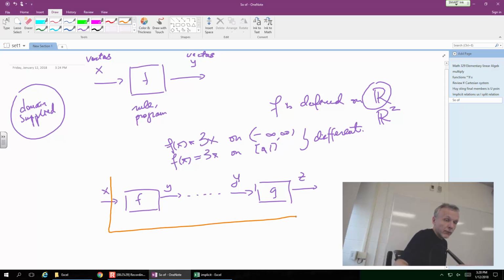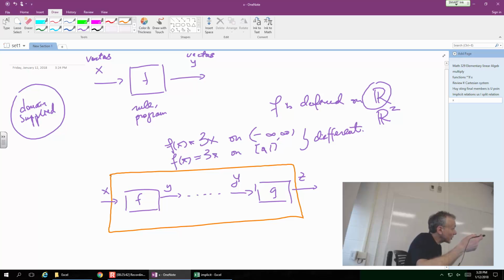Let me form the new function. This is the new function. Once again we create a bigger black box with one input still visible, x, and the output still visible, that is z. What's happening inside, we may or may not know.